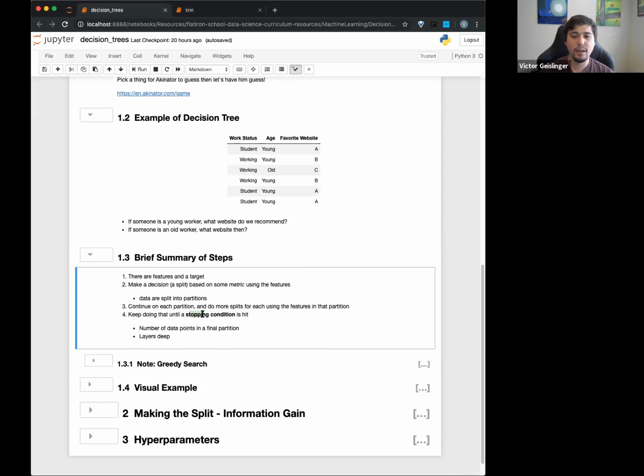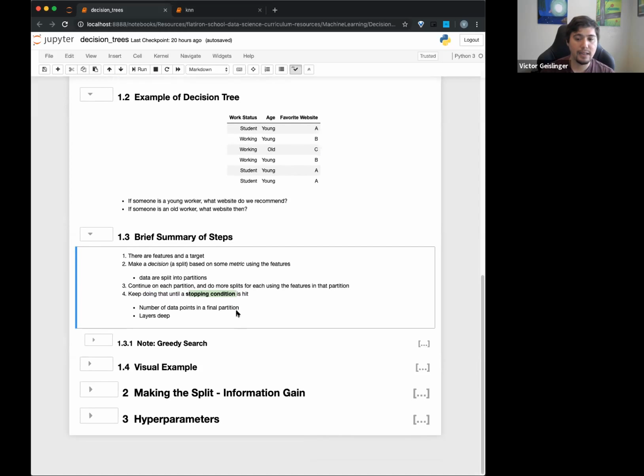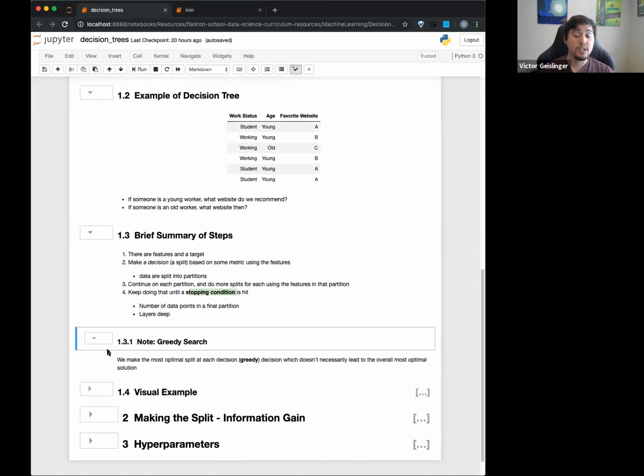And this is to avoid problems because your data is not going to be perfect. It's not going to be super clean. One thing to note is that it's a greedy search algorithm.